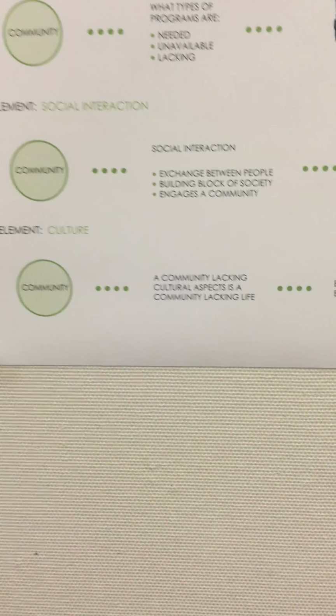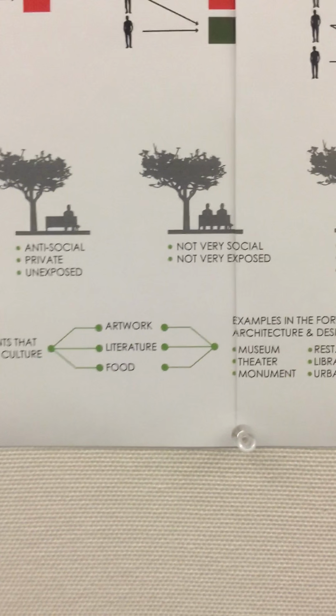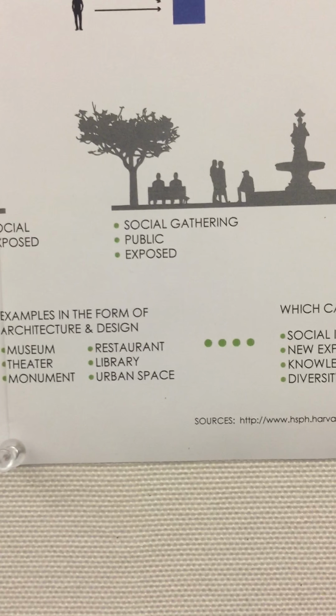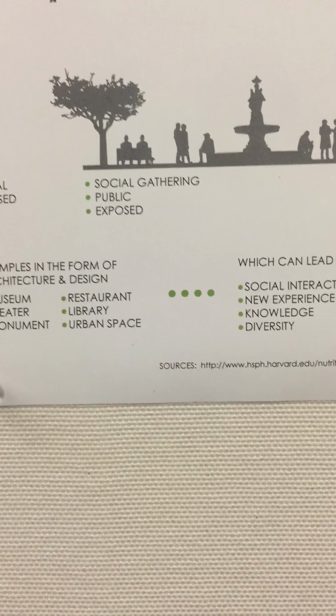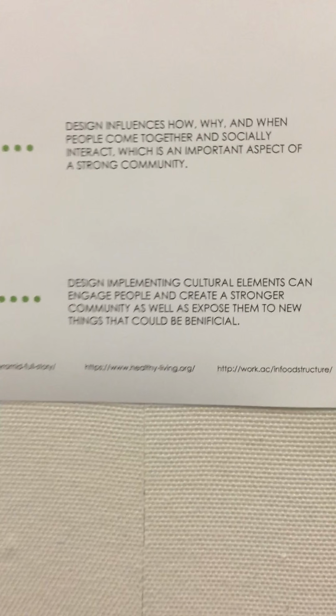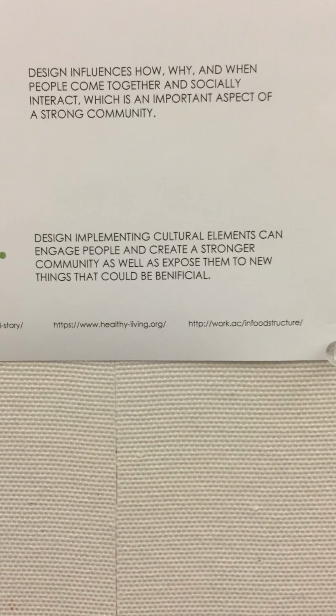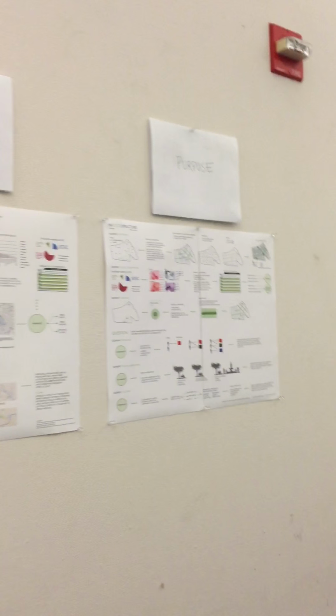And then looking at culture in a community, again, how some elements like artwork, literature, and food translate to architecture like museums and theaters, which leads to social interaction, new experience, knowledge, and diversity. So design implementing cultural elements can engage people and create a stronger community as well as expose them to new things that can be beneficial. And so looking at this project through these three lenses really gives a better understanding of how research translates into proposals and designs.